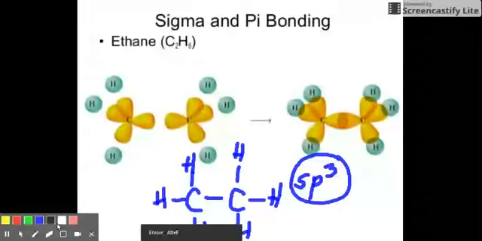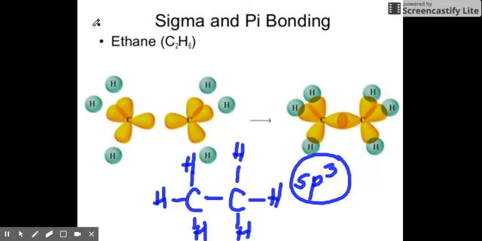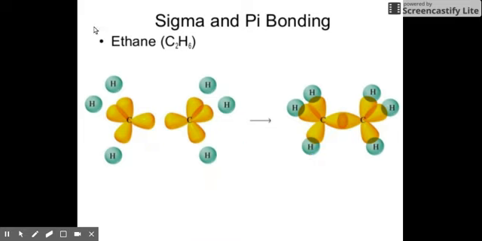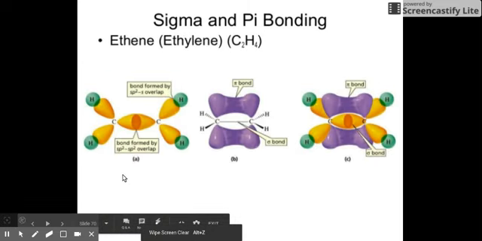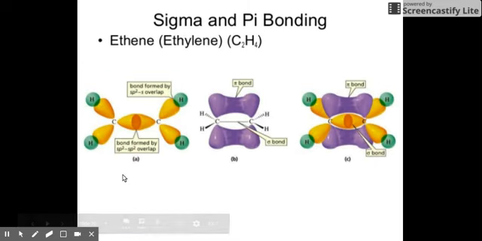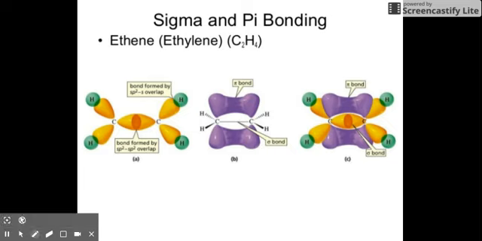Now, it's time for us to shift to another compound. Okay, let me proceed to the next compound. The next compound is this, ethylene. What if we have C2H4, not C2H6? What's going to happen to our structure? C2H4 is being drawn this way.